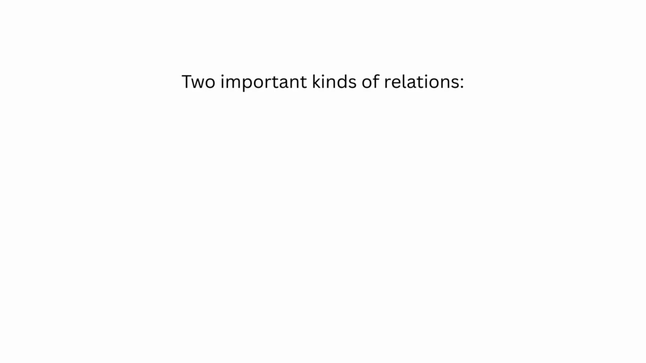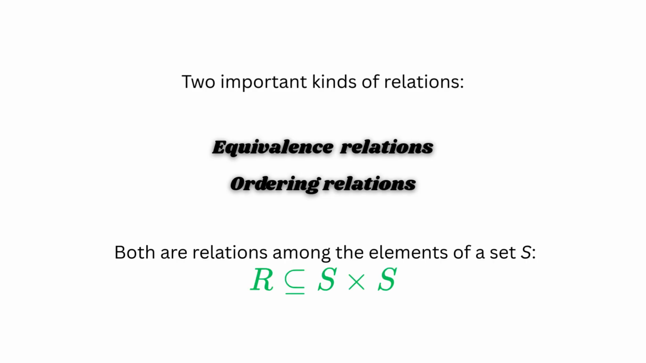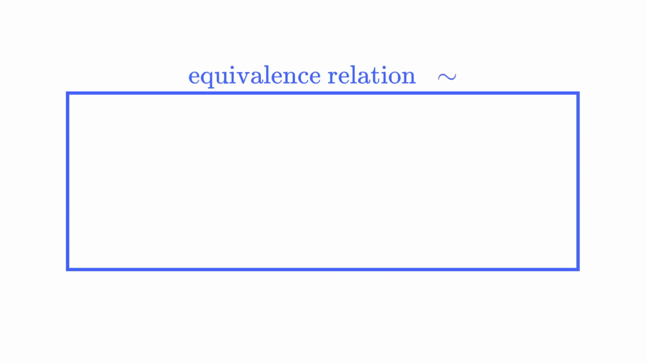In this video, I will discuss two important kinds of relations: equivalence relations and ordering relations. Both are encountered extensively in math and sciences. They are relations between the elements of the same set. An equivalence relation on a set S is a relation between the elements of S such that it satisfies three properties. 1. The reflexive property, which requires that every element x of S relates to itself.